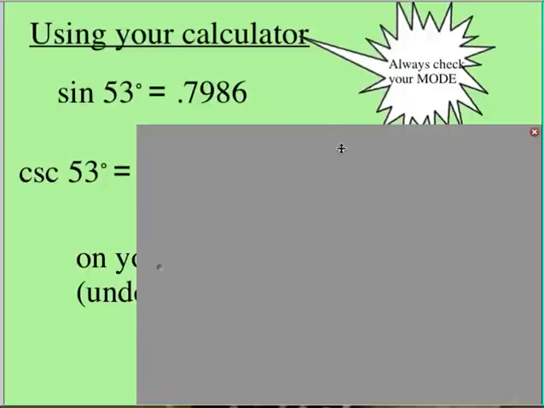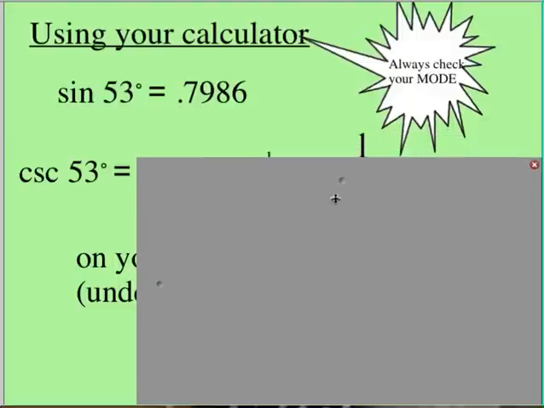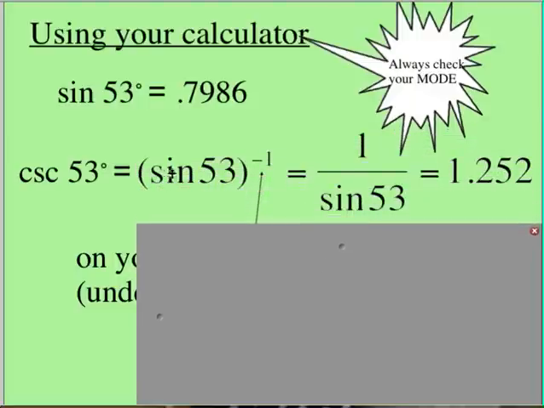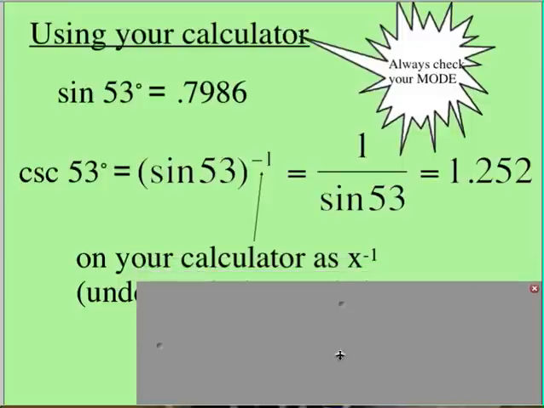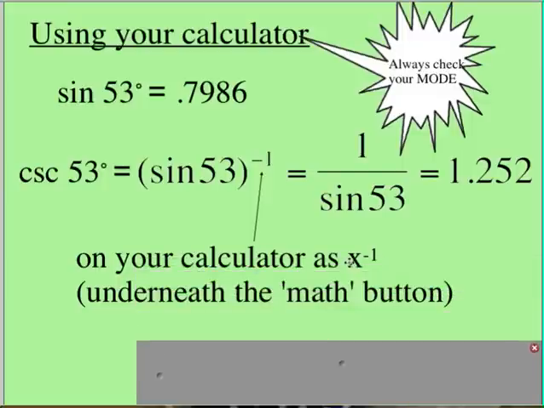Well, cosecant is the reciprocal, and I'm not going to use the second button. The inverse of sine and the reciprocal of sine are two completely different things. So I'm going to show you just my illustration here that it's going to be the sine of 53 to the negative first power. Now that little negative first power, you can see that on your calculator as the x to the -1 button that's underneath the math button. So you can do this in one of two ways. You could either type sine of 53 degrees and then hit the x to the -1 button, and that would give you your answer. Or you could do 1 divided by the sine of 53 degrees. Both of these will give you the same answer.